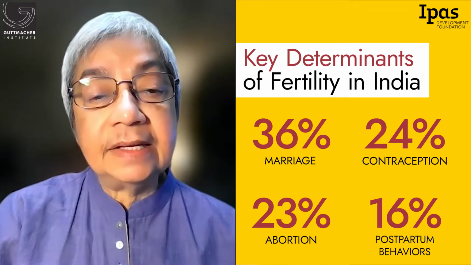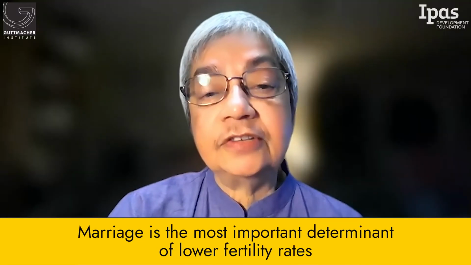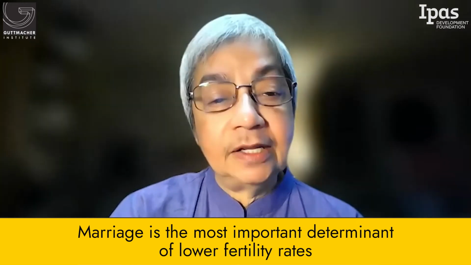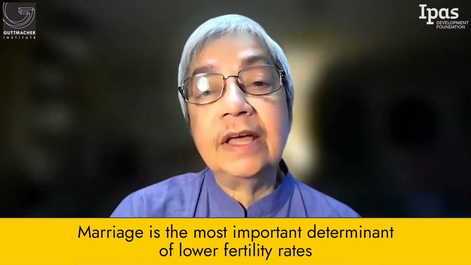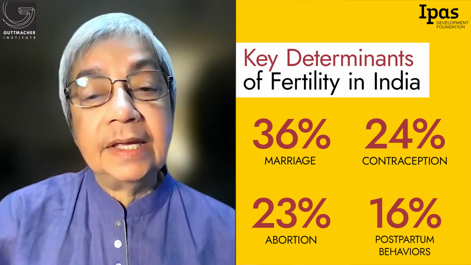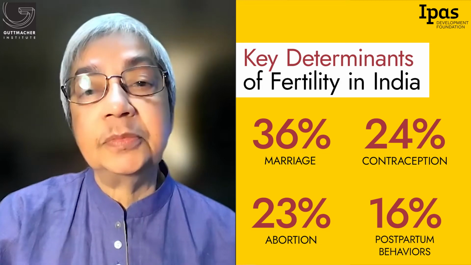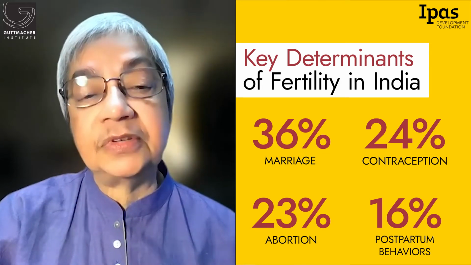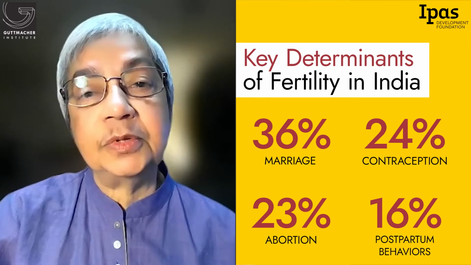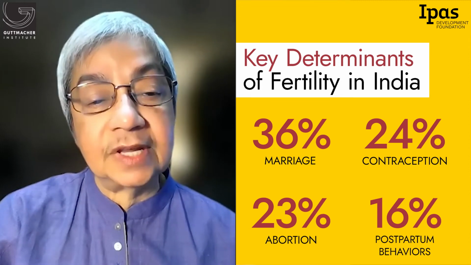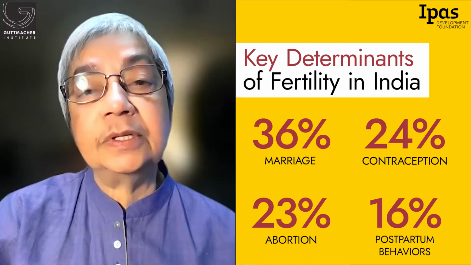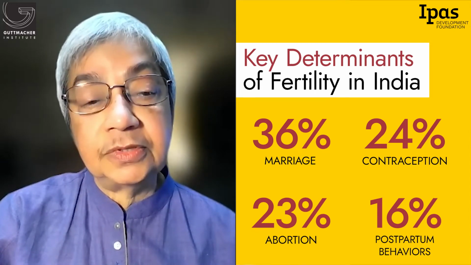So our key findings are that marriage is the most important determinant of the reduction in fertility from the biological maximum, contributing 36% of the reduction, followed by contraception and abortion, contributing 24% and 23% respectively, and postpartum behaviors contributing the remaining 16%. The national pattern of contributions is found in most states and subgroups.